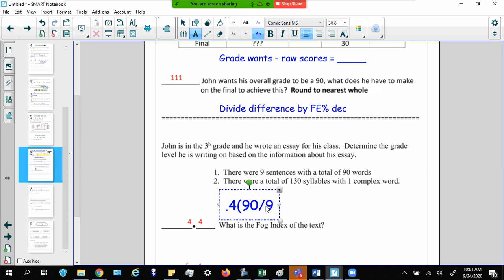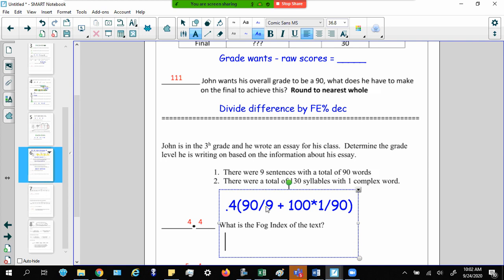And then plus 100 times the number of complex words, which is 1, divided by the number of words. So I'm using the words again. I use it both times. And there you go.